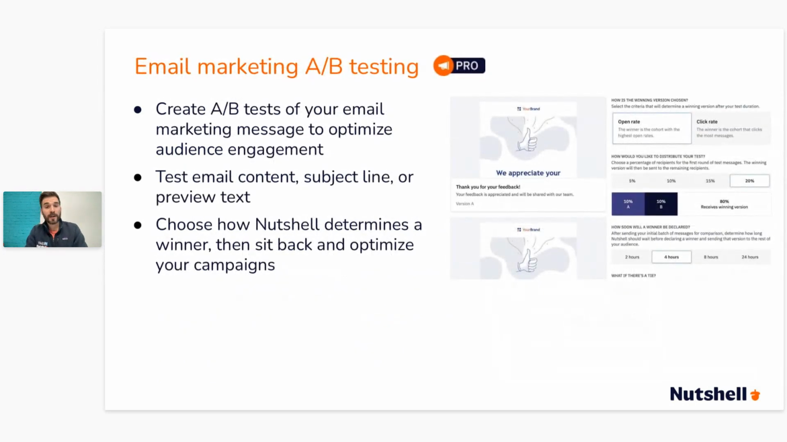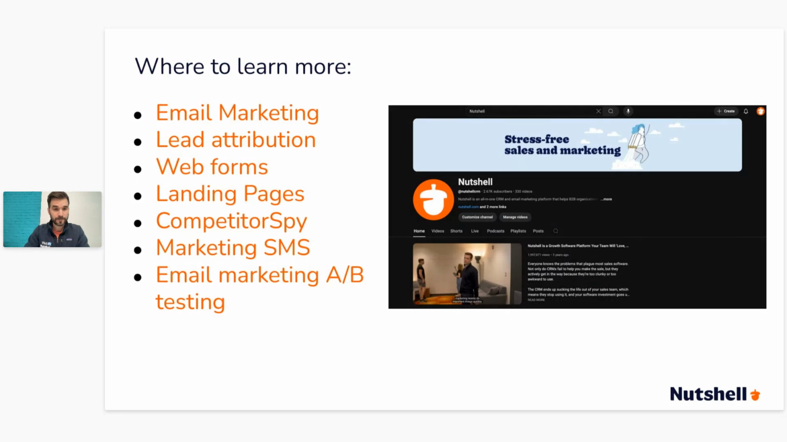And then email marketing A/B testing is something we launched early last year, where you can create A/B tests for your email marketing messages. You can test your preview message, your actual content of the message itself, the subject line, and then you can send it out. It'll send out to a small percentage of your overall contacts, and it'll determine a winner right away, and it'll send it to either that A variant or that B variant for the remaining contacts set to receive that email.